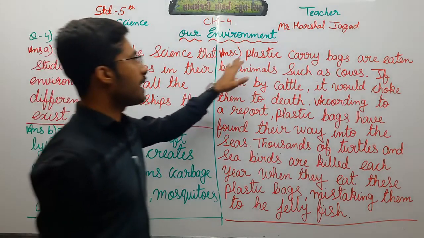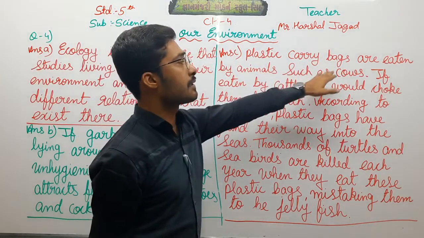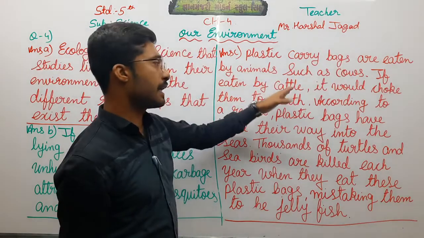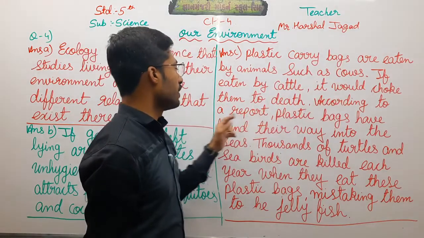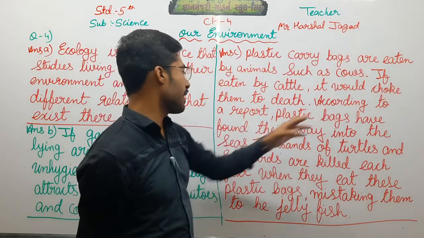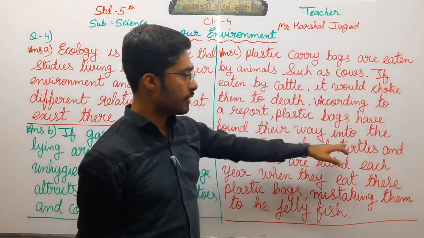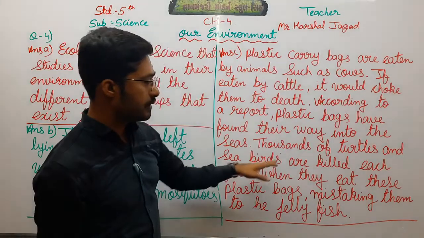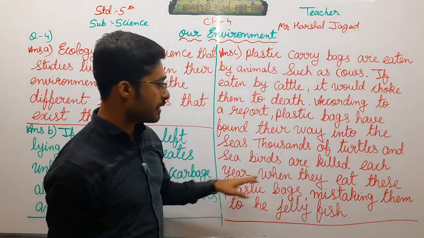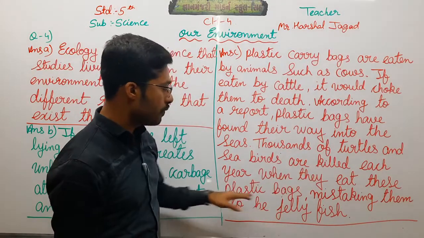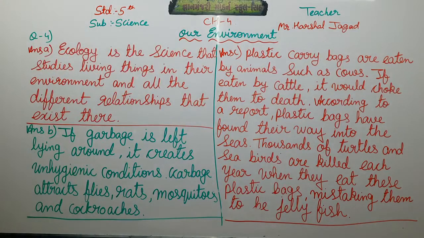Then after, plastic carry bags are eaten by animals such as cows. If eaten by cattle, it would choke them to death. According to a report, plastic bags have found their way into the seas. Thousands of turtles and seabirds are killed each year when they eat these plastic bags, mistaking them to be jellyfish. Okay, so please write down this. I'm just giving you some time.